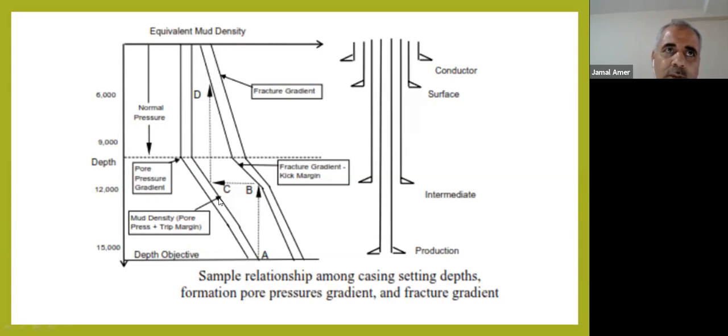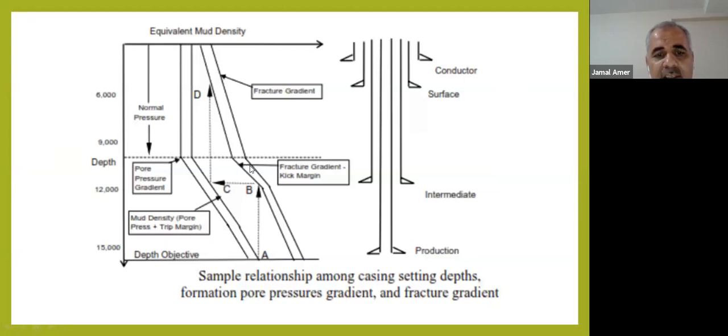As we trip out from the hole, if we trip out fast, it could create an effect called swabbing. And if we don't have this margin, the bore pressure will become higher than the hydrostatic pressure, and we will get a kick. For this reason, we add this margin. We call it trip margin. So we have here mud density equal to bore pressure plus trip margin.